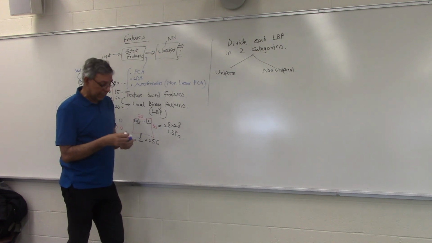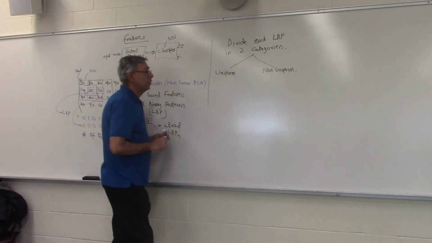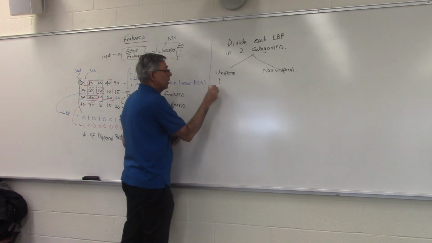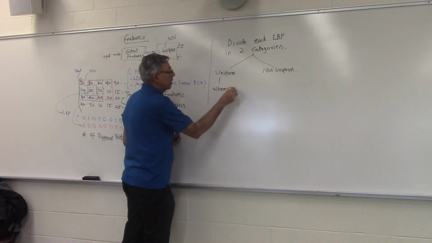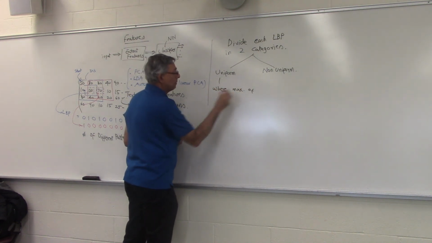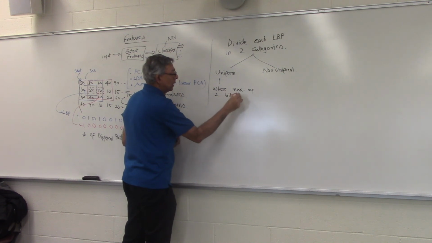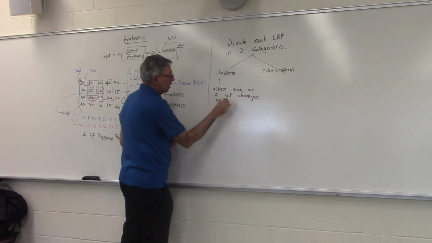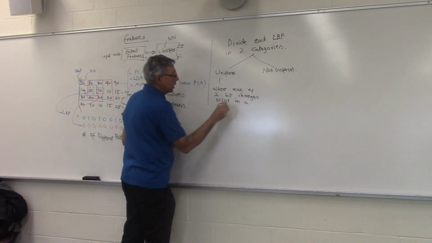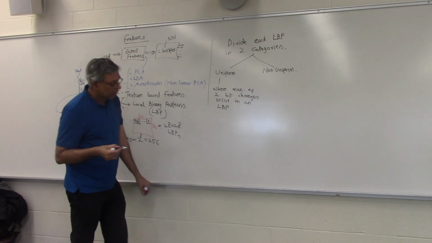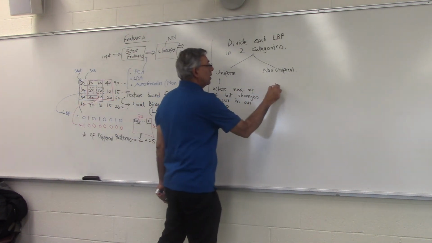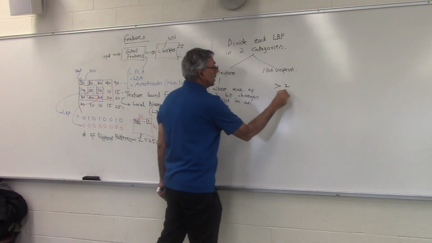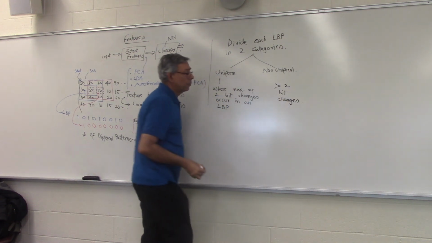Okay, so what exactly is a uniform pattern? A uniform pattern is where a maximum of 2-bit changes occur in an LBP. Okay, what is a non-uniform pattern? Greater than 2-bit changes, meaning 3 or 4 or 5.